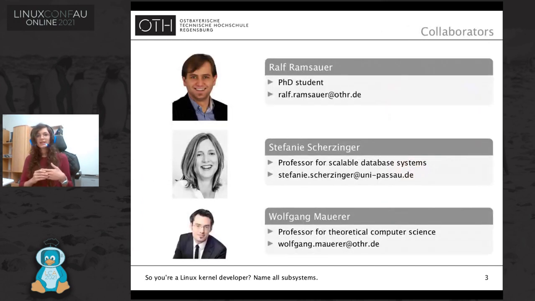So just a quick introduction to the people who made this all possible, our collaborators. We have Ralf Ramsauer, Stefanie Scherzinger and Wolfgang Mauerer. Ralf Ramsauer, the PhD student, developed and maintains most of the tools that provide the very foundation of all these findings that I will now present.